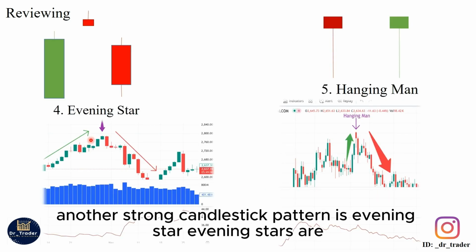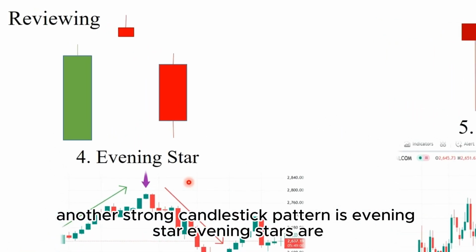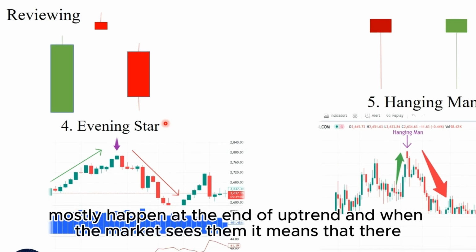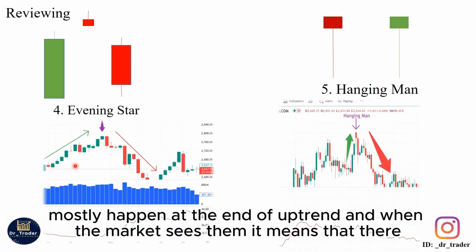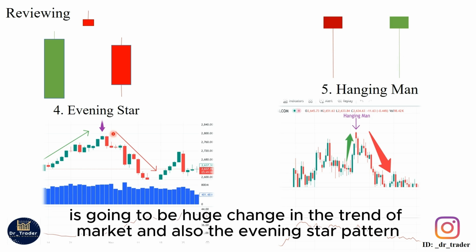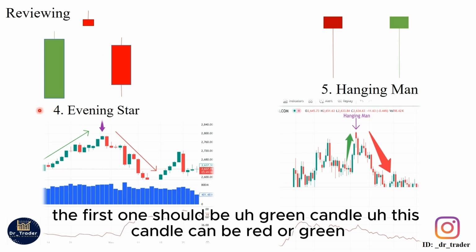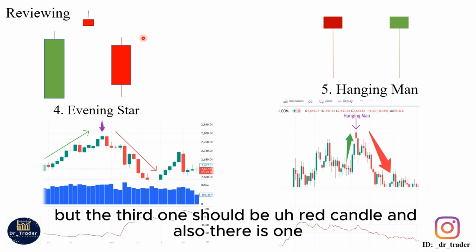Another strong candlestick pattern is the evening star. Evening stars mostly happen at the end of an uptrend, and when the market sees them, it means that there is going to be a huge change in the trend of the market. The evening star pattern is comprised of three candles. The first one should be a green candle. The second candle can be red or green, but the third one should be a red candle.